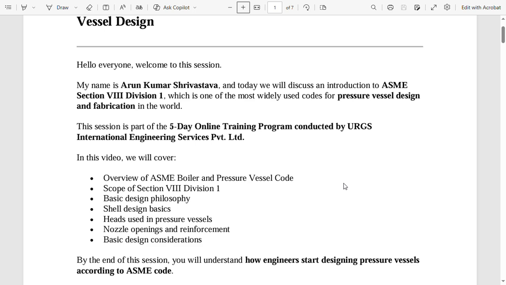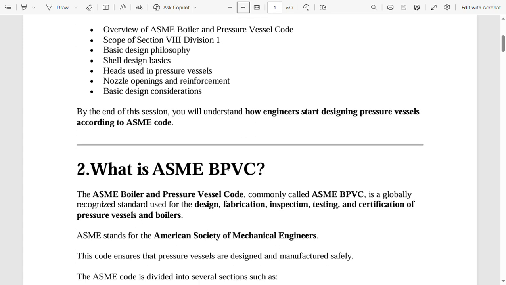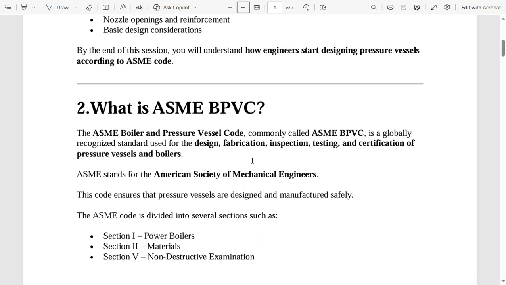So in this video we will cover overview of the ASME boiler and pressure vessel code, scope of Section 8 Division 1, basic design philosophy, shell design basics, heads used in pressure vessels, nozzle openings and reinforcement, basic design considerations. By the end of this session, you will understand how engineers start designing pressure vessels according to ASME code.